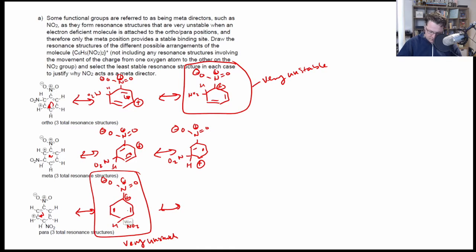Now, you can also still do a different resonance structure, where you move that positive charge around again by moving that double bond. And so you have plus here, and then you have these NO2, H, and O minus. And those are the three resonance structures you have for the para.